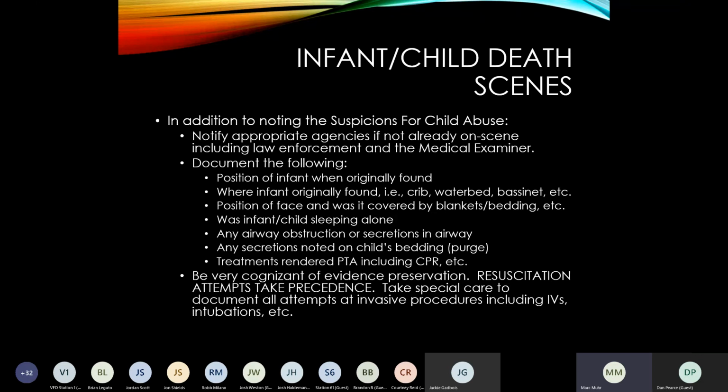Do you notice any secretions in the bedding and any treatments that were done previously, i.e. CPR, etc., airway management procedures? Be confident or cognizant of evidence preservation. Remember, this is a child death scene. Do your best to preserve evidence.